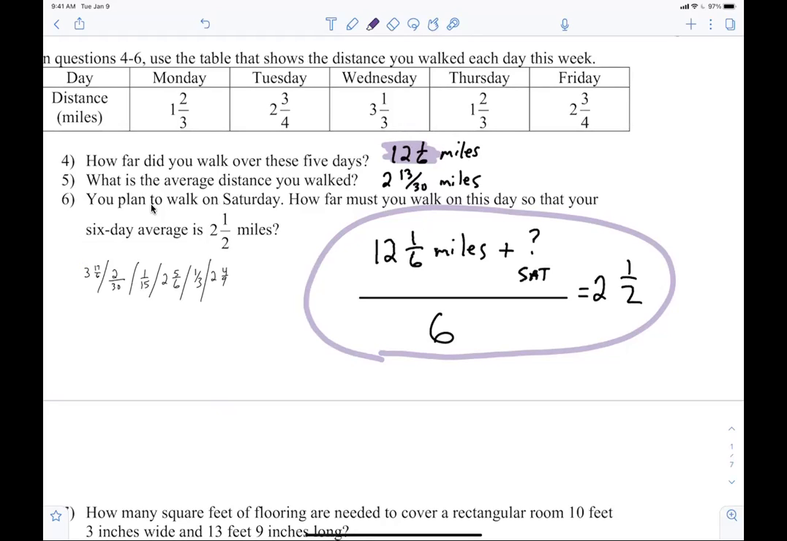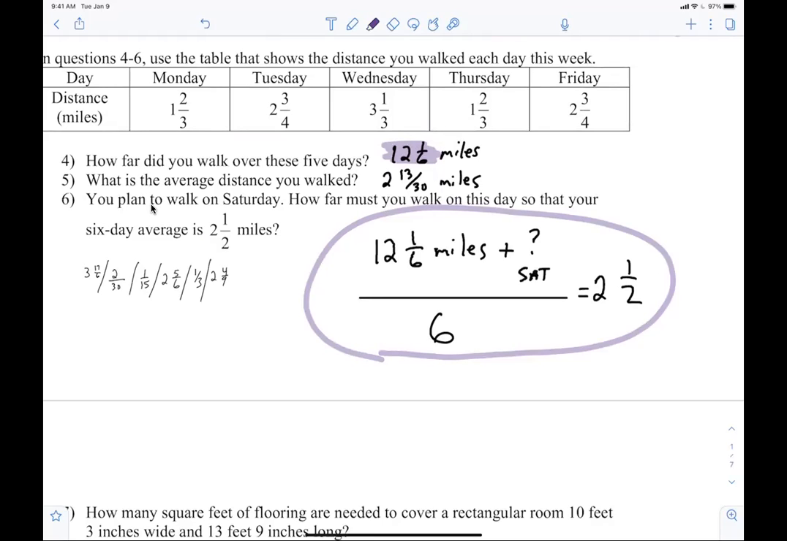2.5 miles every day. You're going to walk, that's kind of what an average means. Does everybody agree with that? If you walk 2.5 miles every day, does everybody agree you're averaging 2.5 miles, right? So how many miles would I have to walk in 6 days, Aiden? 15 miles.